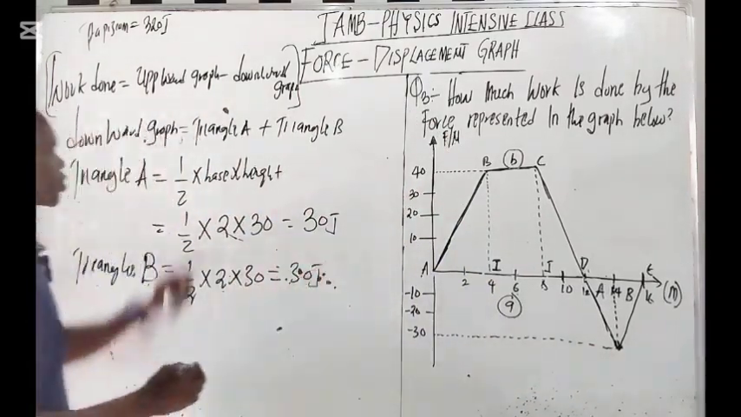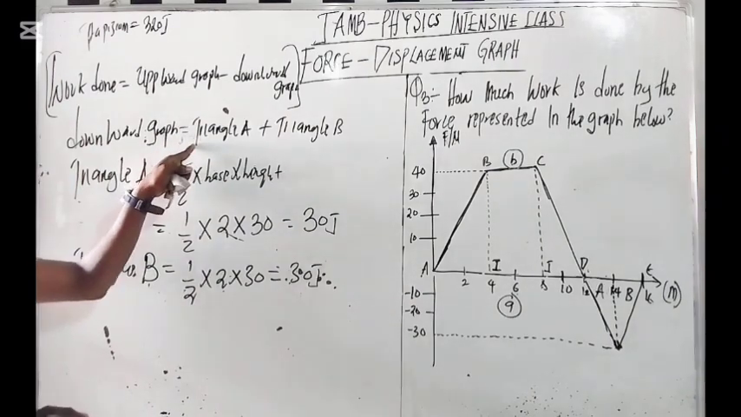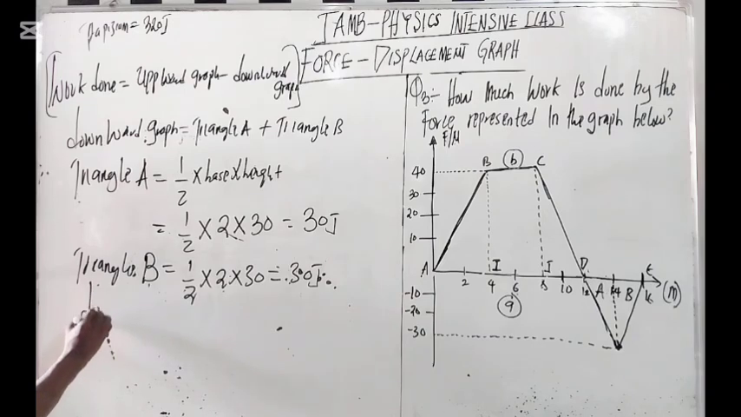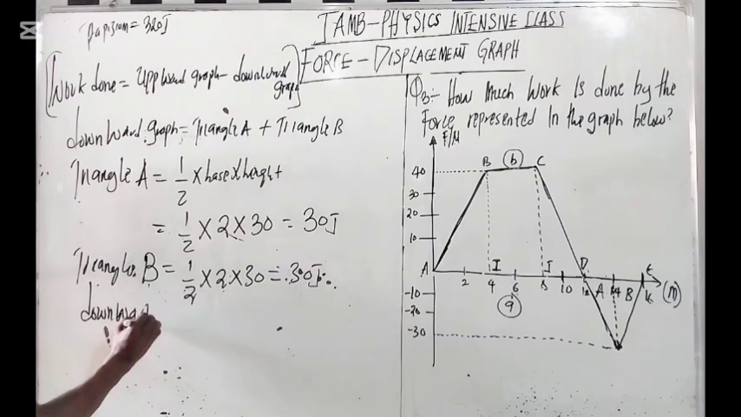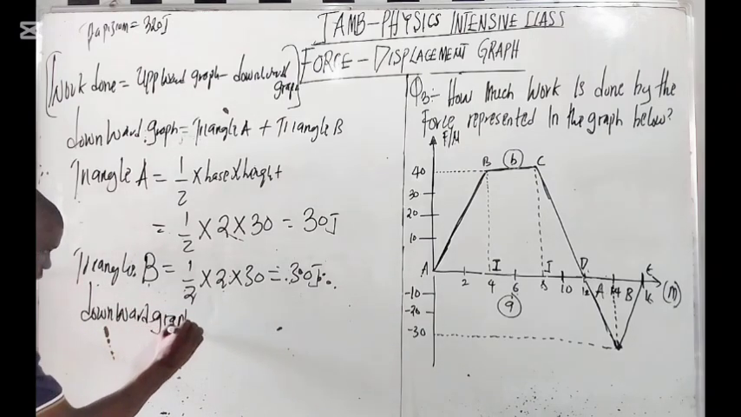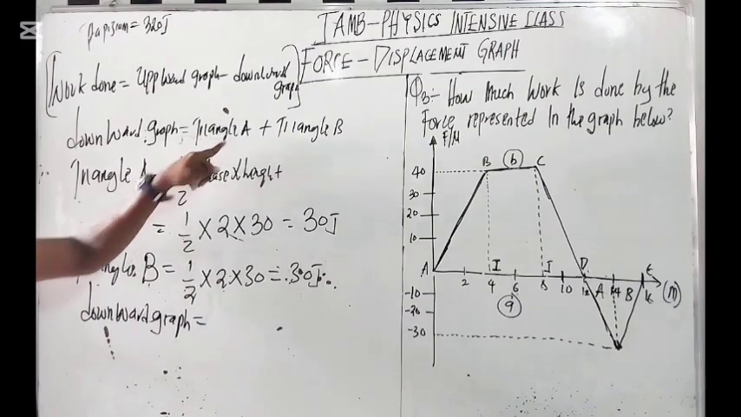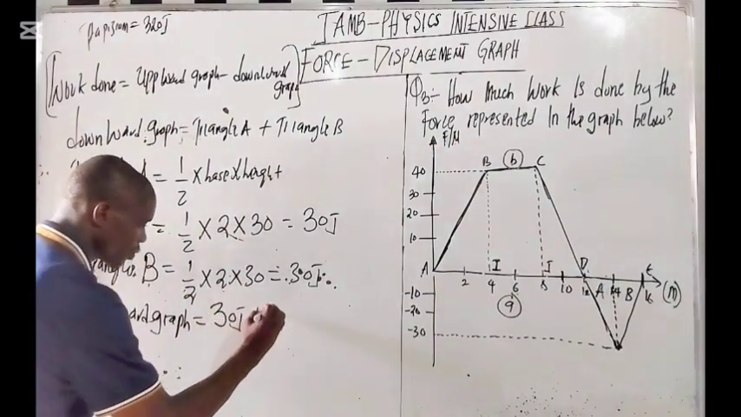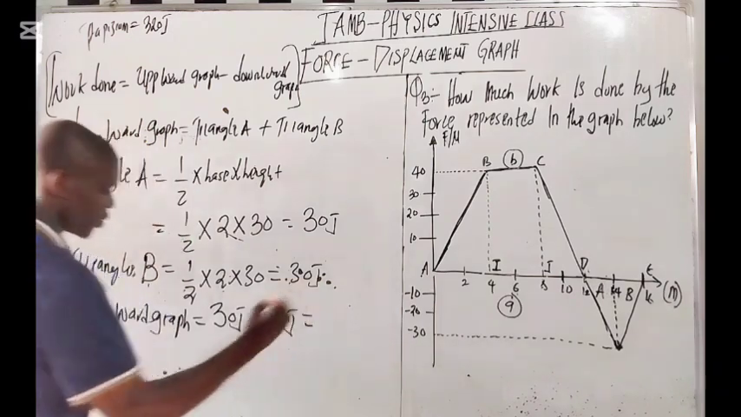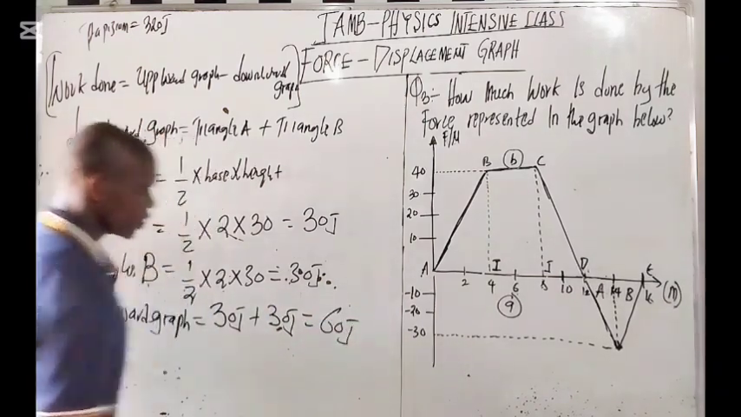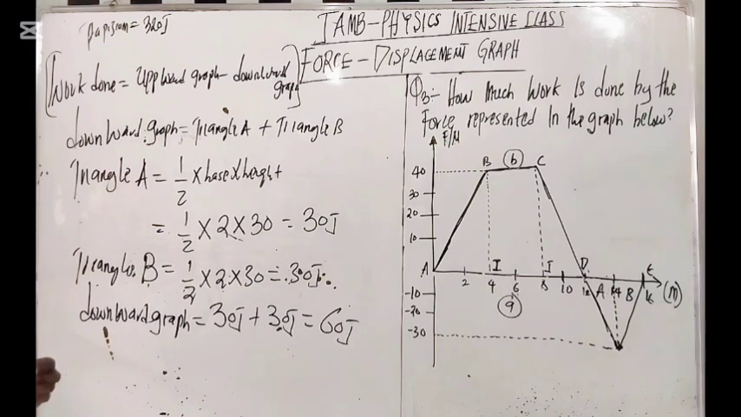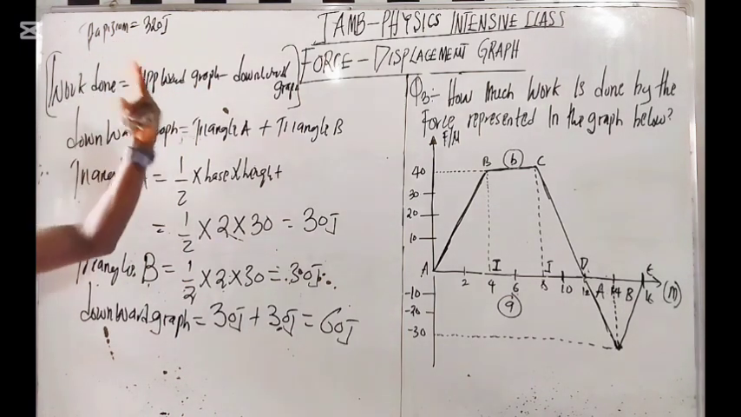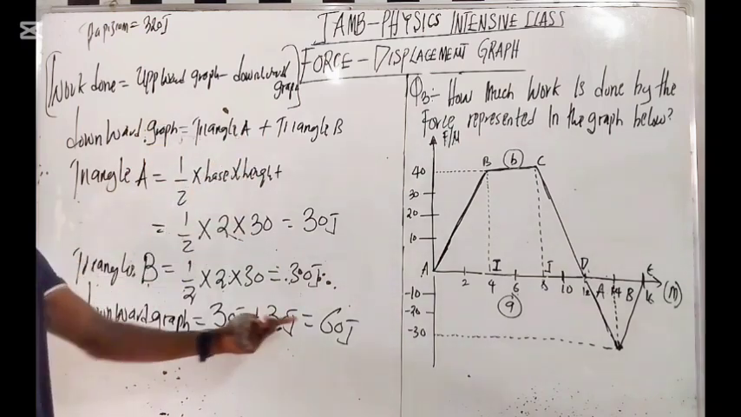30 joules. So my downward graph here is also triangle A plus triangle B, which is 30 joules plus 30 joules, equals 60 joules. This is that. So my upward graph is a trapezium, and my downward graph is two triangles, which is the one here.